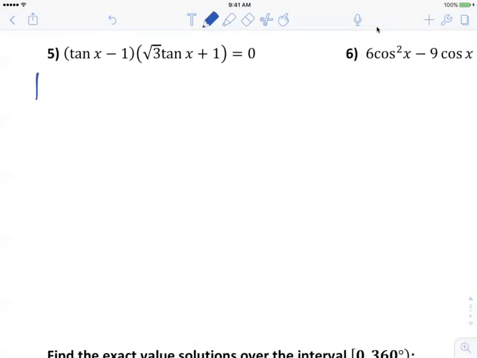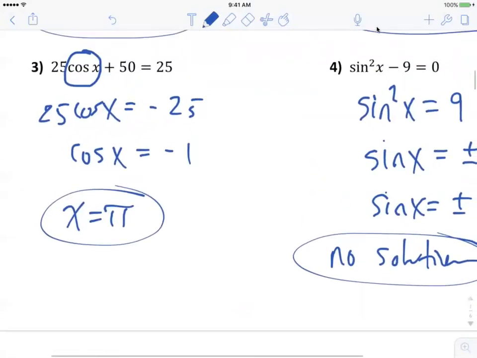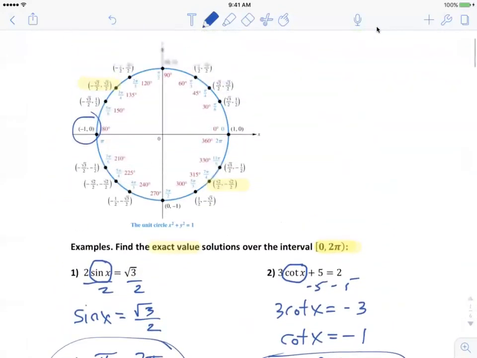I'm going to have tangent x minus 1 equal to 0, or square root of 3 tangent x plus 1 equal to 0. Okay, so I just have more work to do, but it's more of the same. For this one, isolate that trig function, tangent x equal to 1. And now think between 0 and 2 pi, where does tangent equal to 1?